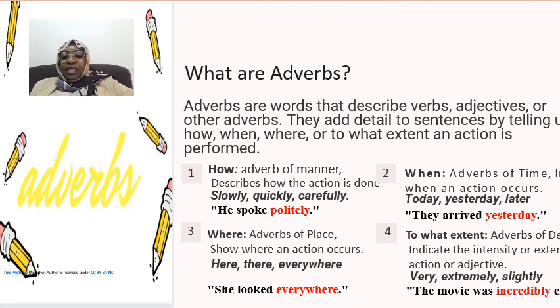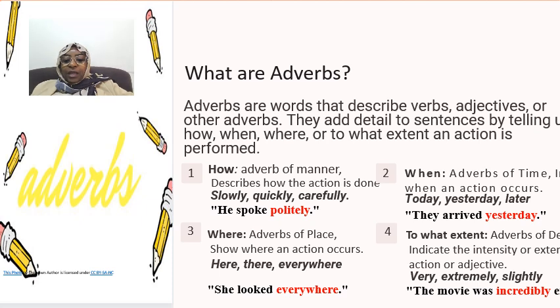Well, let's see the adverb of when. Adverbs of time indicate when an action occurs, like today or yesterday or later, and so on. For example, they arrived yesterday.